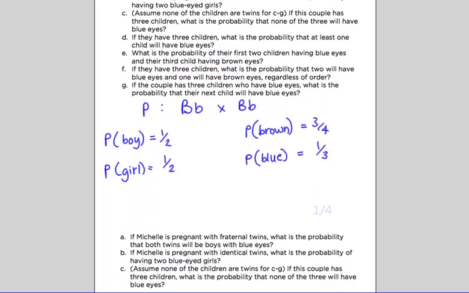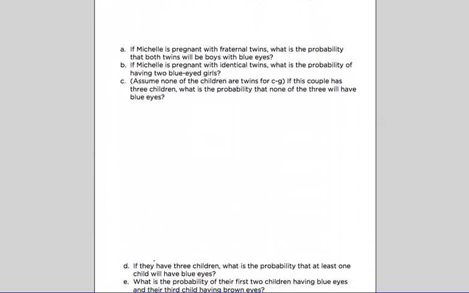So let's start with part A. If Michelle is pregnant with fraternal twins, what is the probability that both twins will be boys with blue eyes? So let's just do a boy with blue eyes. The probability of having a boy, as we said, is 1/2. And the probability of having blue eyes is 1/4. So therefore, the total probability of having a boy with blue eyes is 1/8.